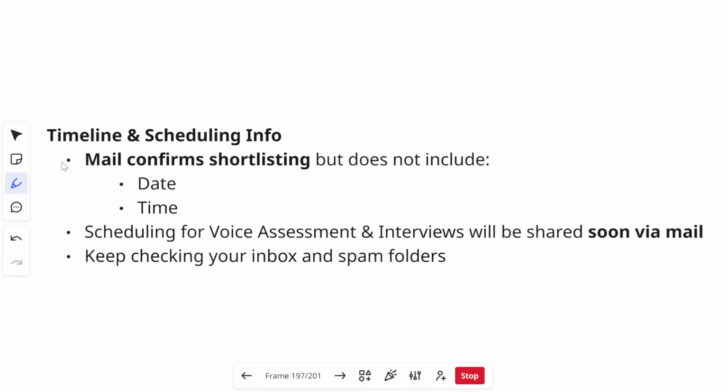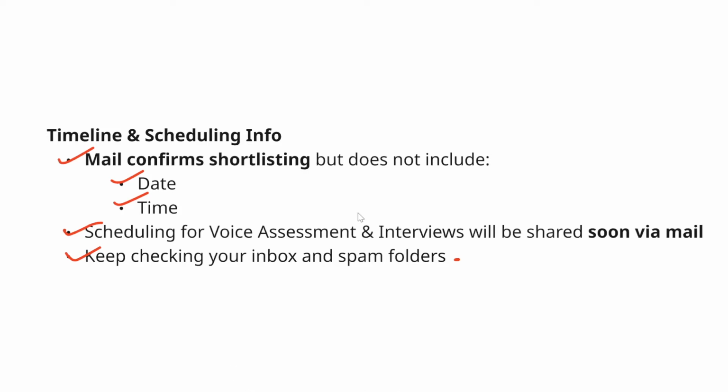Now timeline and scheduling info. So guys, the mail confirms the shortlisting, but it does not include your date and time. Scheduling for the voice assessment and interviews will be shared soon via your email, and you have to keep checking your inbox and spam folders. Because this email just confirms that you are shortlisted, but it does not confirm the date for your next assessment.